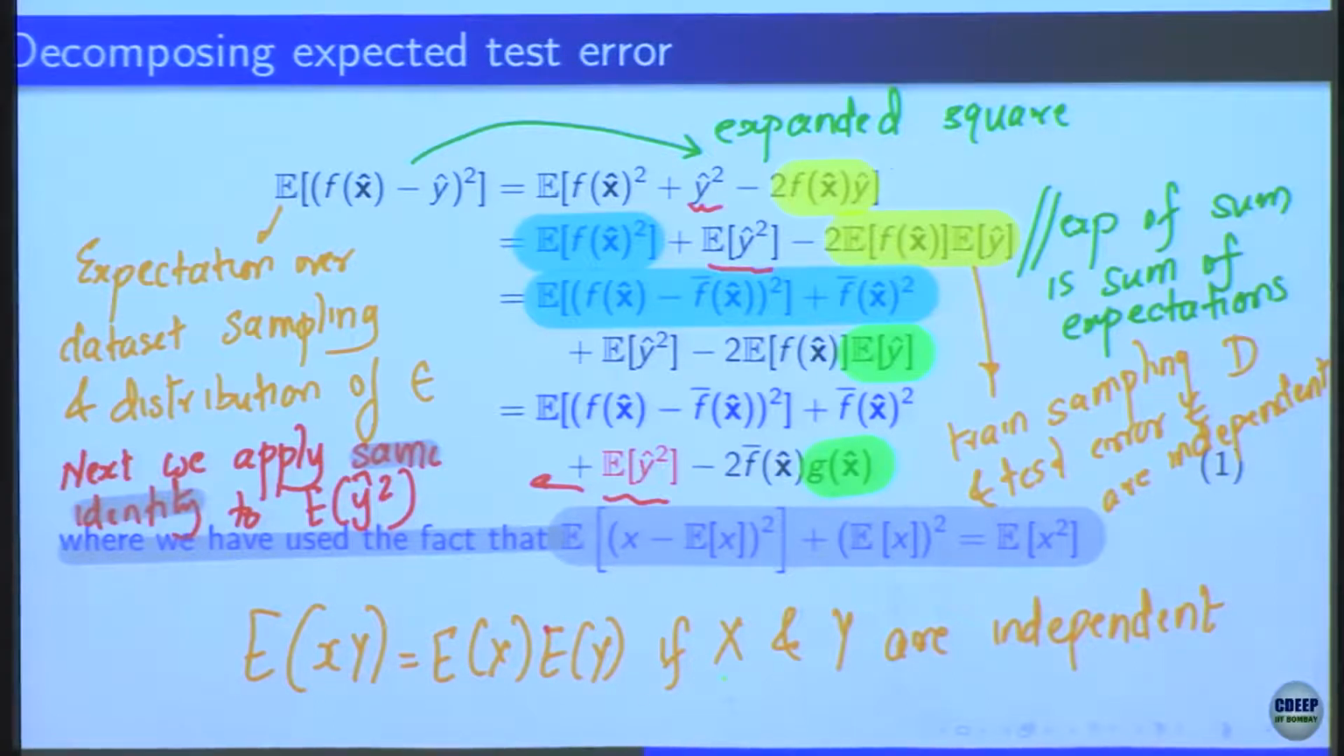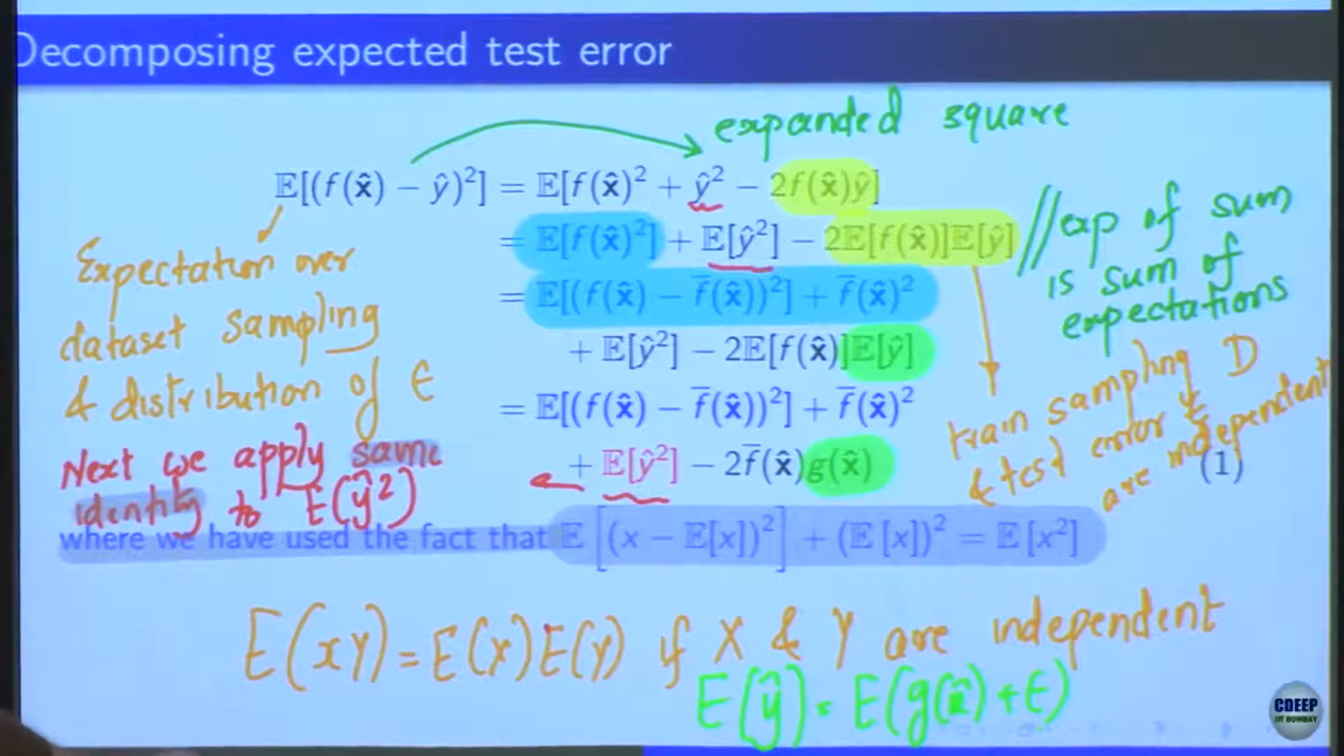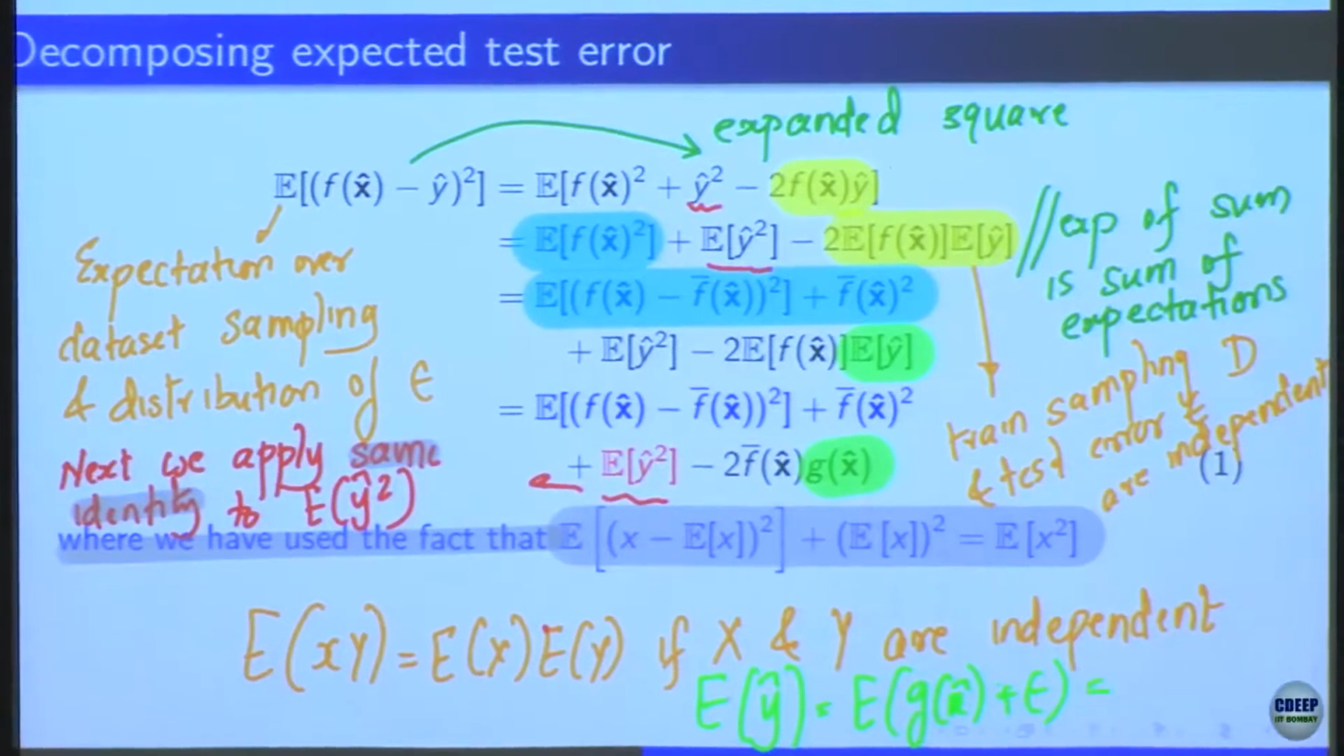So E of y hat is E of G of x hat plus epsilon, but x hat is already given to you, sampled from some distribution, and G is a true function. So E of G of x hat will be just G of x hat, and E of epsilon, what is the expected value of epsilon? 0. So it's G of x hat. Good. So keep asking questions. I mean, demand explanation for every step here.